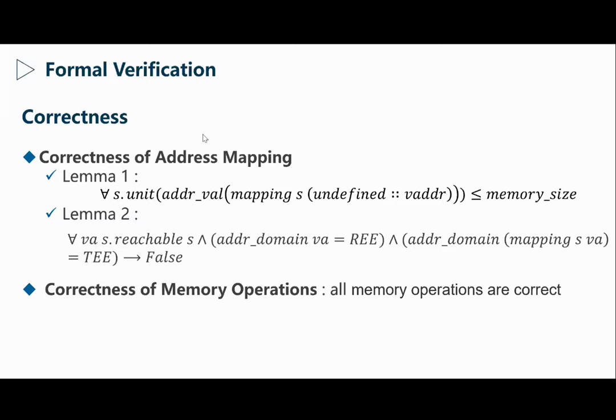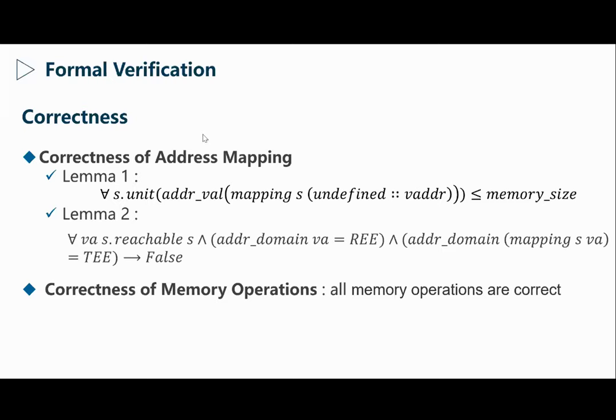The security properties of the memory model we defined include correctness and information flow security. The correctness includes the correctness of address mapping and the correctness of memory operations. The correctness of address mapping includes two lemmas. One is that the physical address mapped from the virtual address cannot overflow. The other is that a normal virtual address cannot be mapped to a secure physical address.